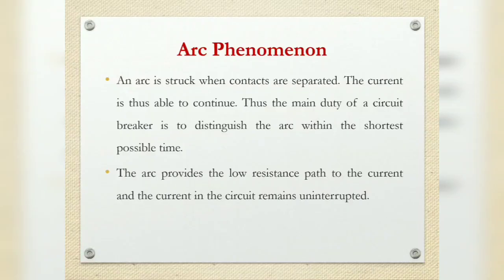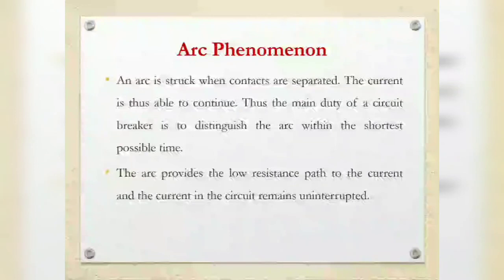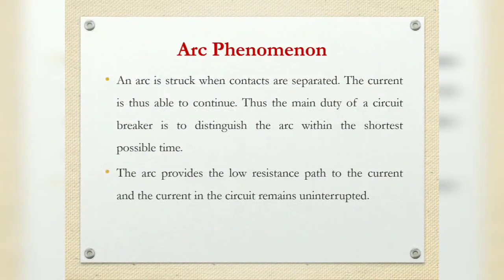After that, an arc is struck when contacts are separated. The current is able to continue. Thus, the main duty of the circuit breaker is to extinguish the arc within the shortest possible time. The arc provides a low resistance path to the current, and the current in the circuit remains uninterrupted.